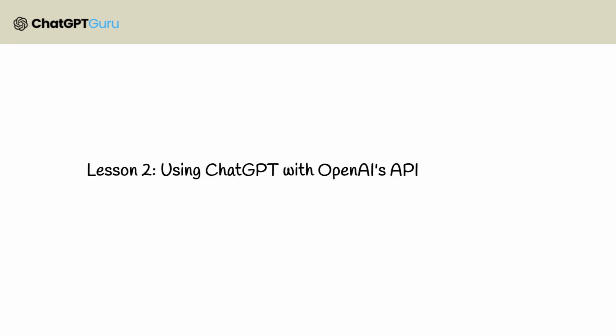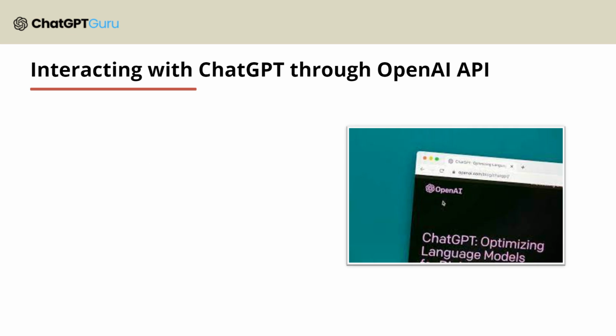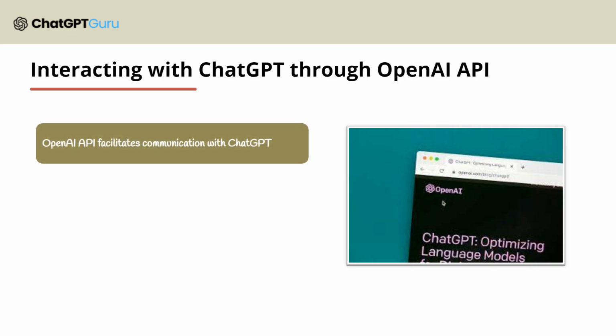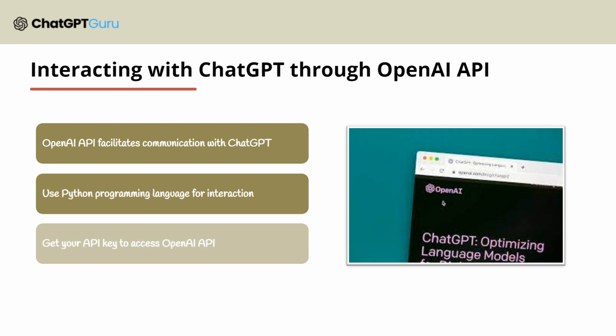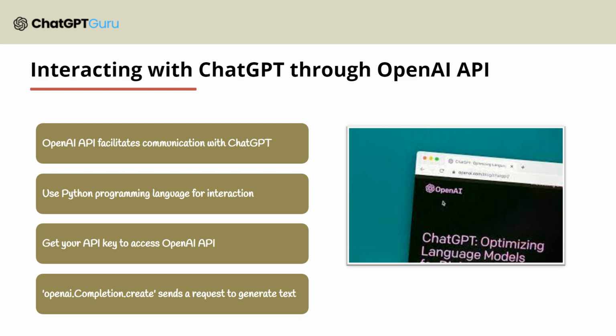Lesson 2, Using ChatGPT with OpenAI's API. The OpenAI API serves as a bridge, enabling you to interact with ChatGPT. Python, as our language of choice, simplifies this interaction. To commence, you'll need your API key for accessing the OpenAI API. The method OpenAI.completion.create in our Python script sends a request to ChatGPT to generate text.